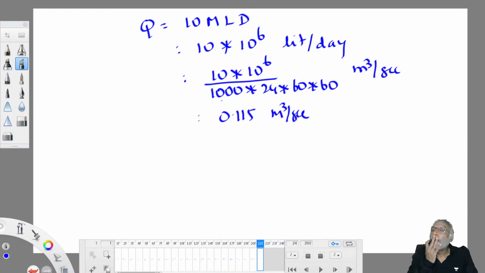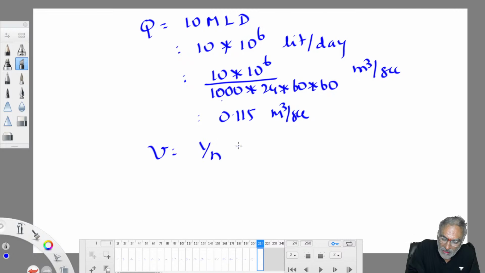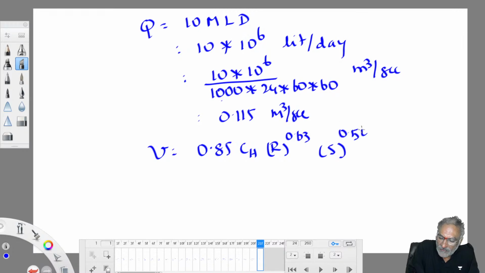But in the last question, the friction factor was given. Therefore, indirectly he is expected to work out by using Darcy's equation. But in this question, he has not given the friction factor. He has given the Hazen-Williams constant. Therefore, you are expected to use the Hazen-Williams formula. What is the Hazen-Williams formula? V is equal to 0.85 CH into R power 0.63 and S power 0.54.